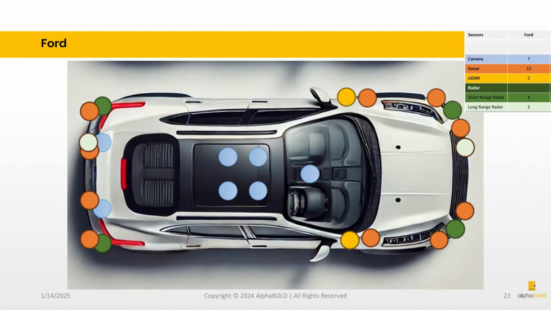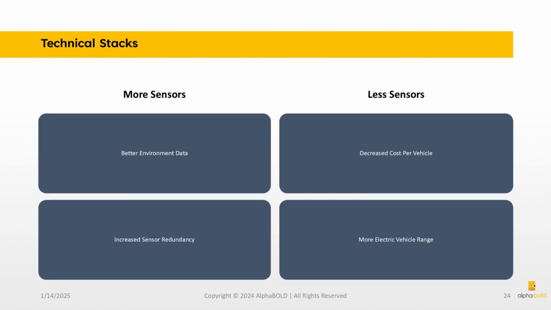Ford Fusion is equipped with various sensors and cameras for autonomous driving development. These sensors are crucial for the car to perceive its environment and make driving decisions. Advantages of using more sensors. Better environment data. More sensors can provide a more comprehensive and accurate picture of the surrounding environment. Increased sensor redundancy. Redundancy can improve reliability and safety by providing backups if one sensor fails.